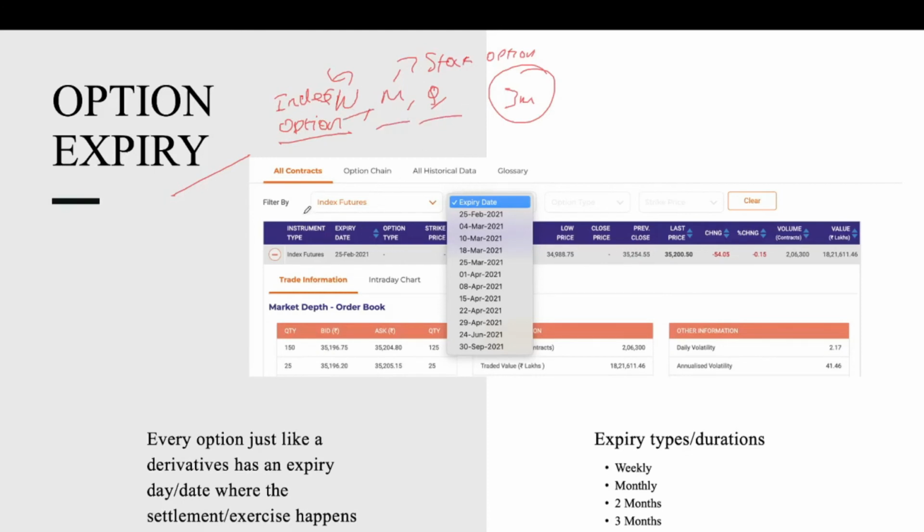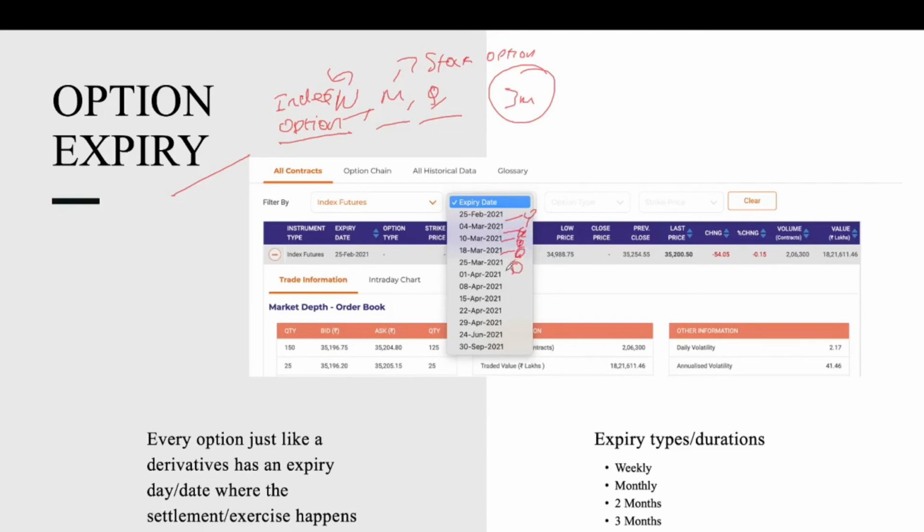Now, if you could see here on the NSE website, we have 25th February, next week, 1 week, first week, second week, third week and fourth week. And we have continuous weekly expiries. Indexes always have a weekly expiry, guys.